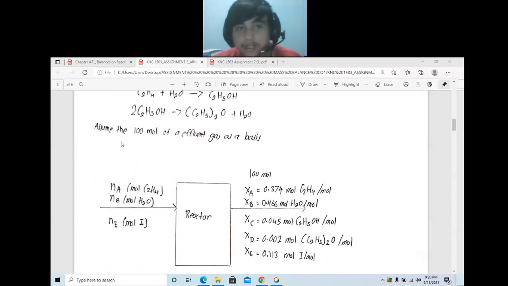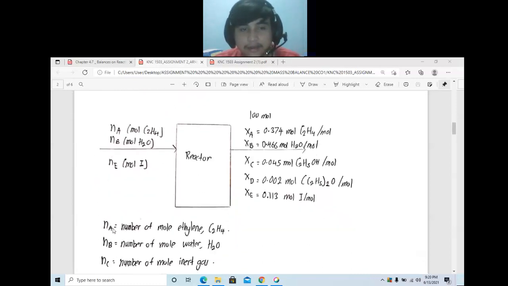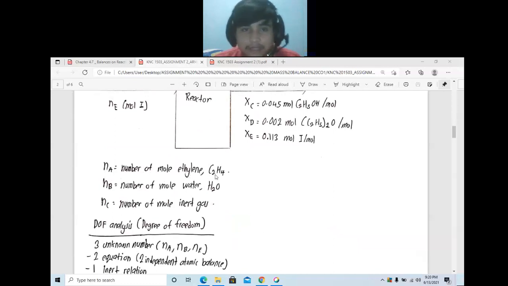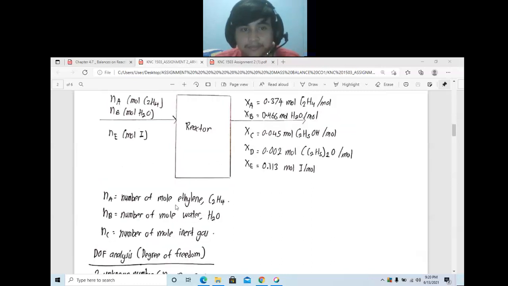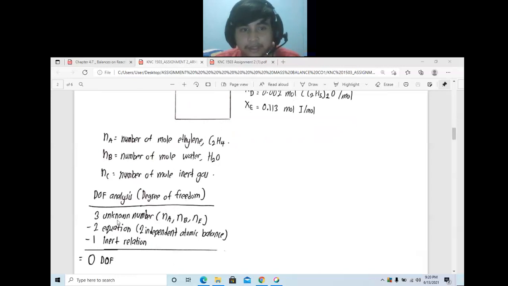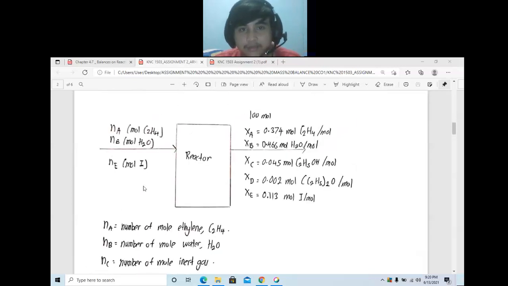Okay. Here is my block flow diagram. Here you can see this is the Na, this is the Nb, this is the Ne. So Na is the number of moles of ethylene C2H4. Nb is the number of moles of water H2O. Sorry, this one is Ne, the number of moles of inert gas. This is my flow diagram.